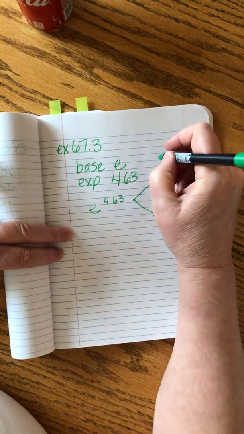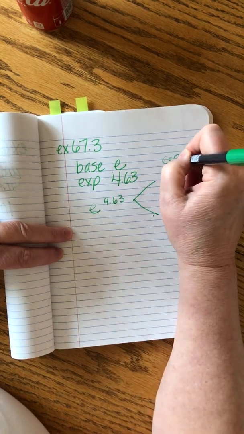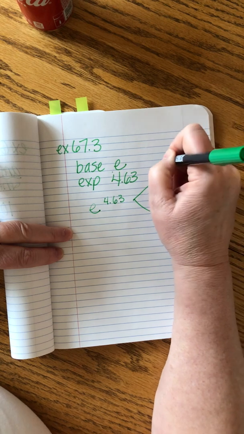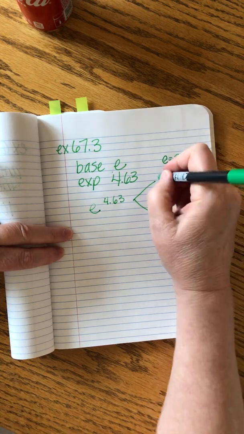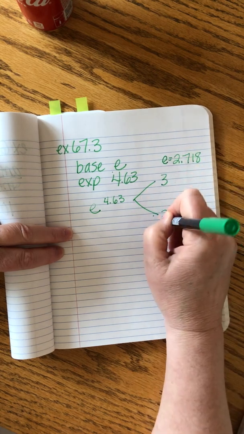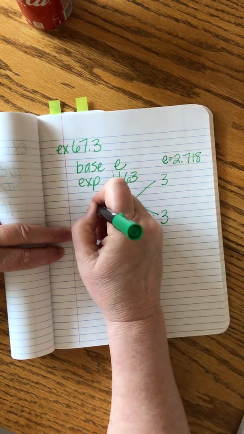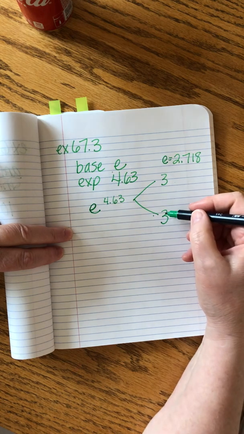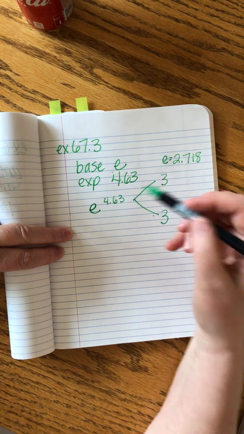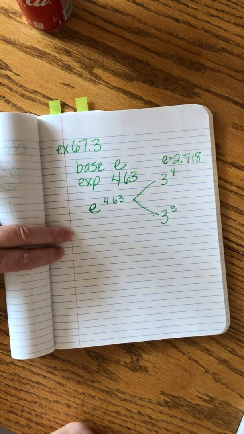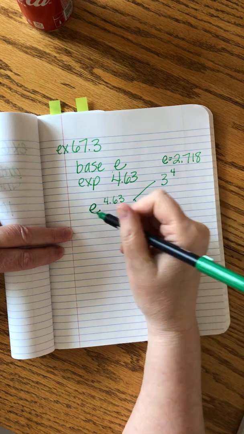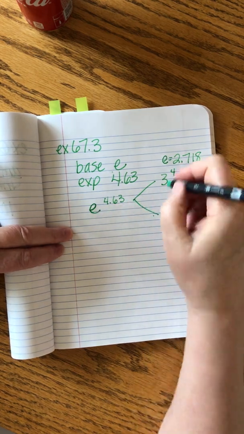Well, E is 2.718? So let's round this to 3. That's the closest whole number, right? So we're going to use a base of 3 to estimate for E, and then this will go down to 4 and up to 5. Now this is going to be a little rougher of an estimate because 3 is not exactly the same as E, but it's fine. It gives us something to go by.